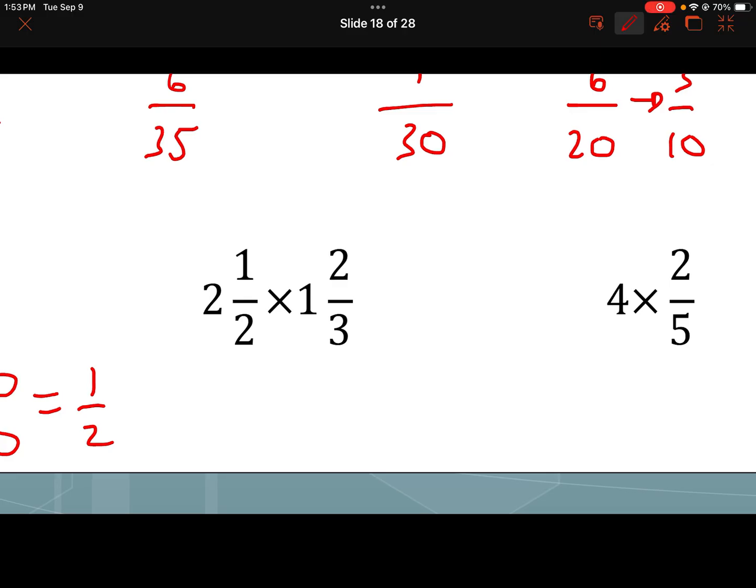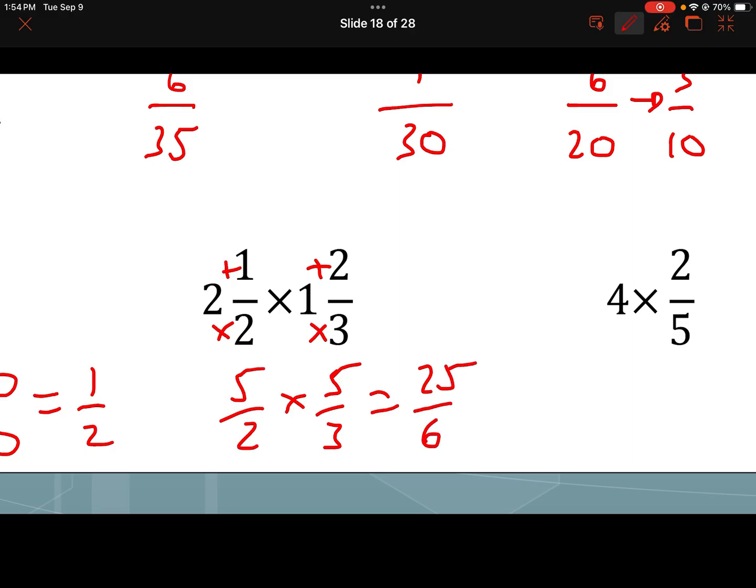Again, try not to do too much at once. So in this case, just turn them into improper first. Right, and then we can multiply across. So 2 times 2 is 4 plus 1 is 5, so 5 over 2. 1 times 3 is 3 plus 2 is 5, so 5 over 3. And then that gets me 25 over 6. You could convert that into 4 and 1 over 6.